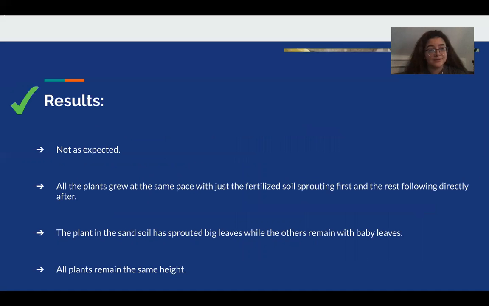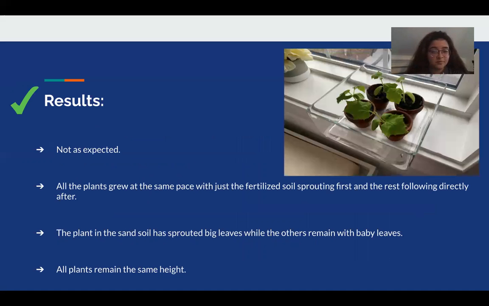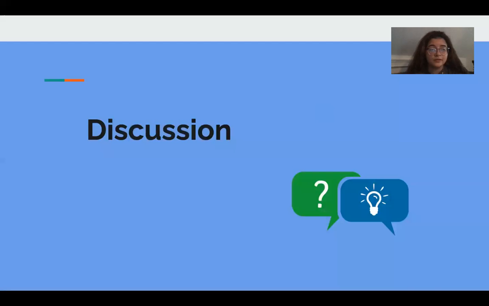Here are my results. They weren't really as expected. I thought that the fertilized soil was going to be the best and all the others were going to not grow as much, but in the end they all were the same length and they all were pretty healthy, so that wasn't really what I was expecting.